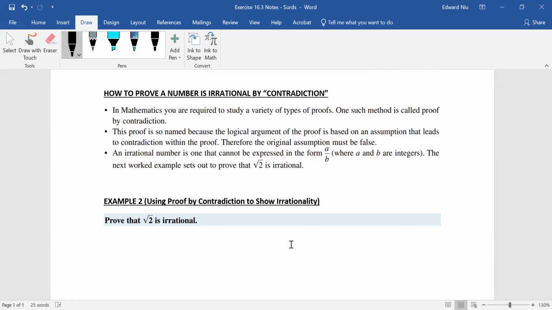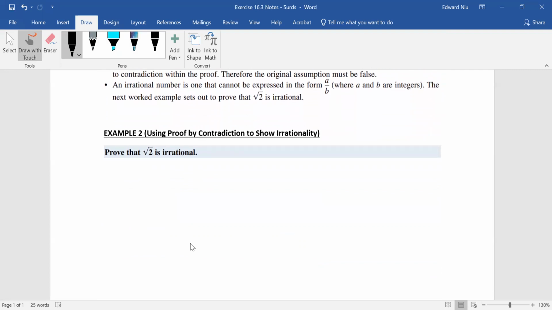One of the proofs is what we call proof by contradiction. The way proof by contradiction goes is, if we're trying to prove that square root 2 is irrational, we have to assume that square root 2 is rational. And when we do the maths and show that the rationality doesn't work, that's how we prove that root 2 is irrational by contradiction. So the first step is we have to assume that square root 2 is rational.